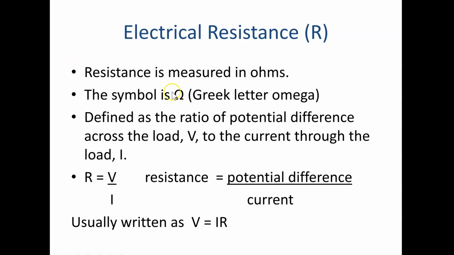So again, to summarize, resistance is measured in ohms. The symbol that is given is this Greek letter, omega. Electrical resistance, which is signified by the letter R, is defined as the ratio of potential difference across the load, which is V, to the current through the load, which is I. So resistance equals potential difference over current, R = V/I, but this relationship is usually written where potential difference is equal to current times resistance, V = IR.